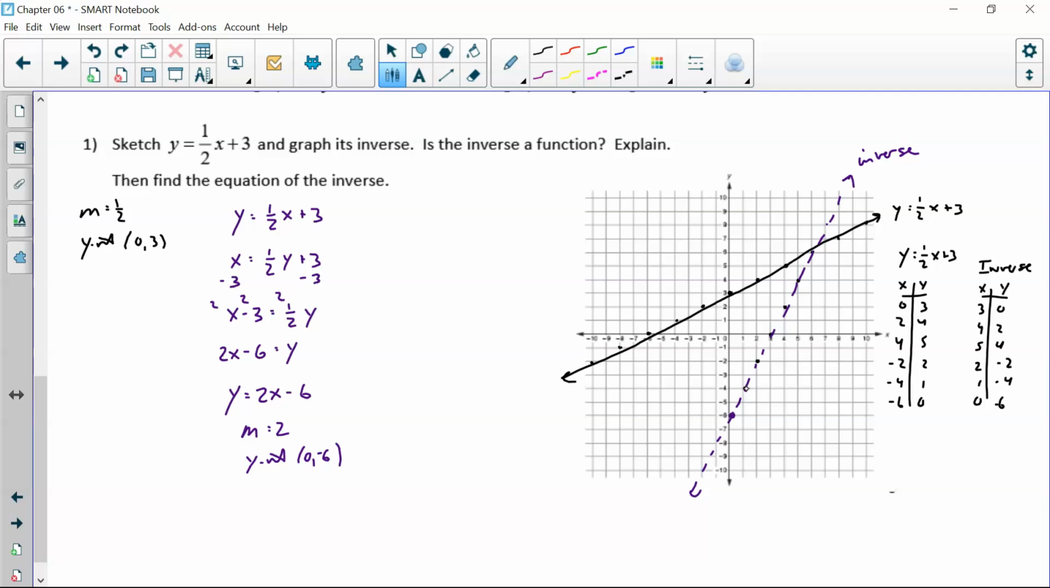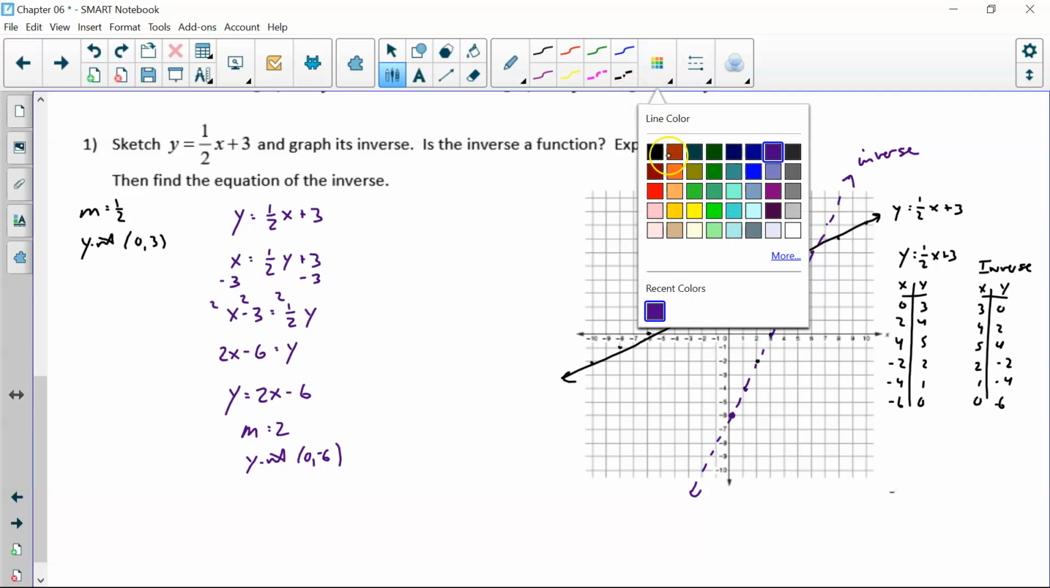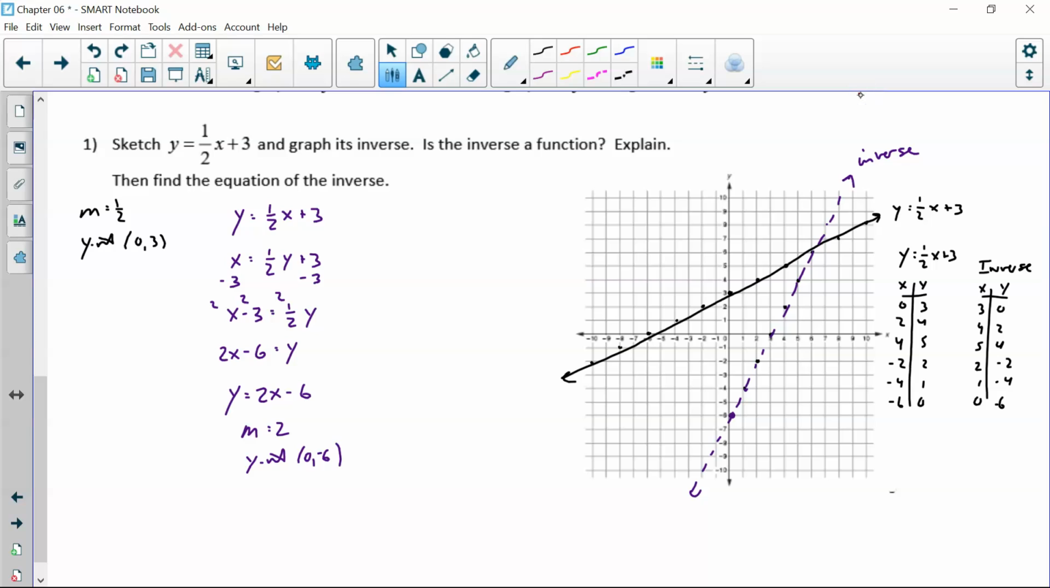Those are inverses. And another thing to see with these is inverses are the reflections of each other along the line y equals x. If you were to hold a mirror along this diagonal line y equals x, you'll see that the graphs match up. And that's another property of inverses. Let's go to the next page.